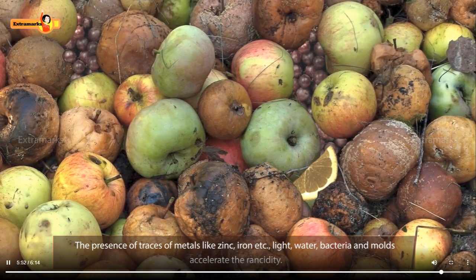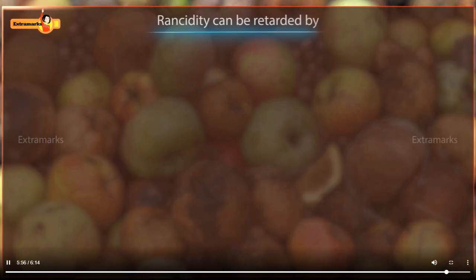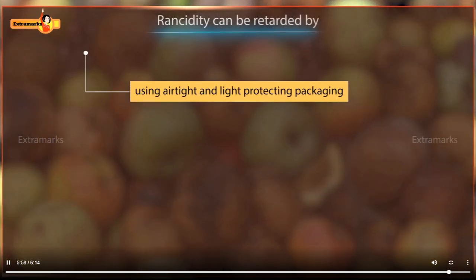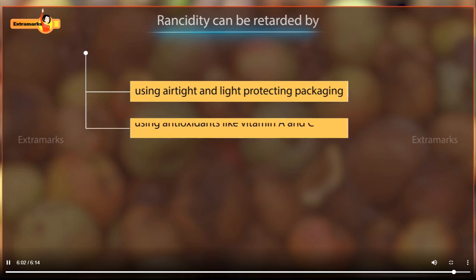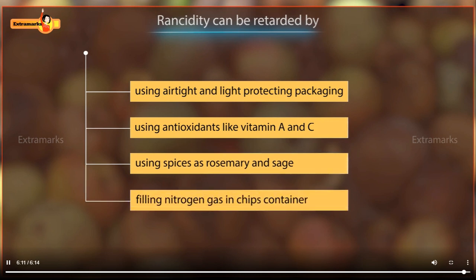Rancidity affects the quality of the food, so it is essential to retard this process. It can be done by using airtight and light-protecting packaging, by using antioxidants like vitamin A and C, by using spices such as rosemary and sage, and by filling nitrogen gas in chips containers.